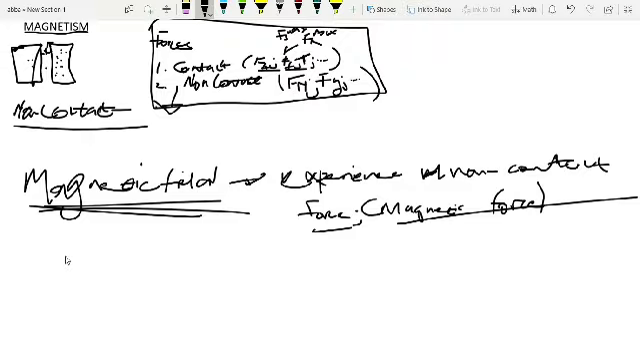That is what we call a magnet. This is a region in space. When we say a region, we mean around the object, right? This is the object, and this is the region in space around the object.